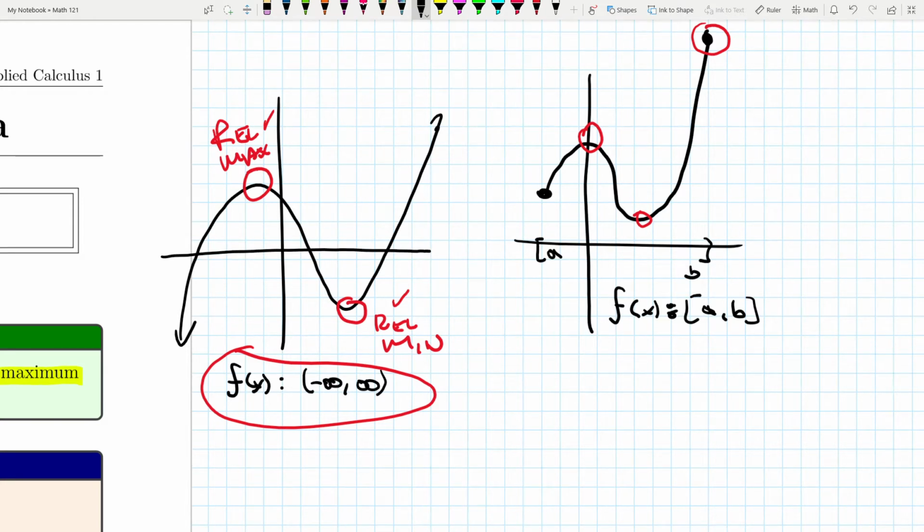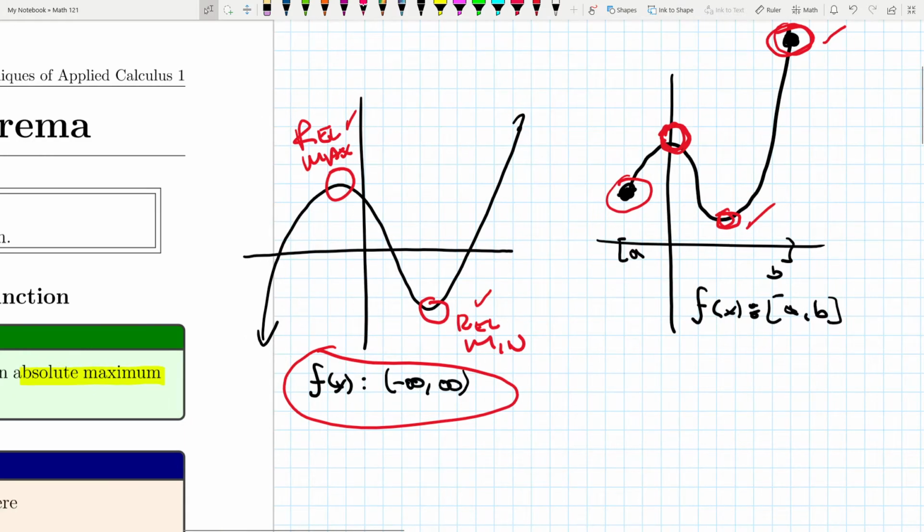In this section, the picture is that we have a function on a trimmed domain. So in this case, yes, we still have this relative max and this relative min. However, besides this minimum right here, there's also another minimum. There is this maximum and there is another maximum. This time we are looking for the absolute maximum, which is the highest of the maximums, and the absolute minimum, which is the smallest of the minimums.